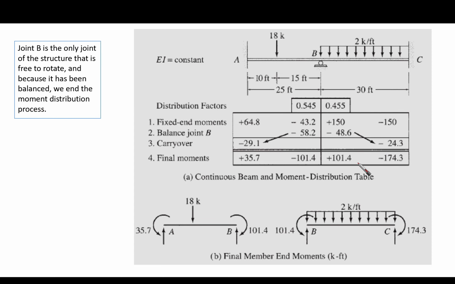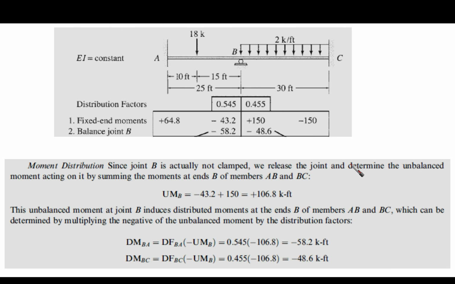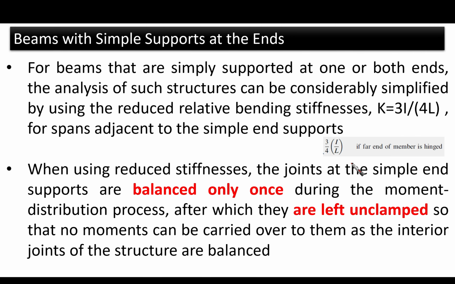Before this, we mentioned something related to beams with simple supports at the ends. We said that when using reduced stiffness, we have used this 3/4 I/L. The joints at the simple end supports are balanced only once. So we're going to balance it only once. C is going to be balanced only once during the moment distribution process, after which they are left unclamped so that no moments can be carried over to them.